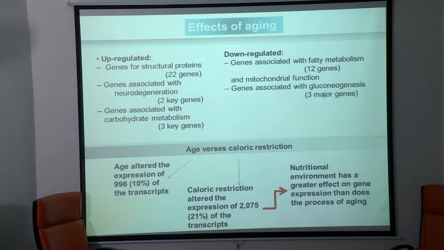Studies have indicated that as we age, the transcriptome has shown that the genes for structural proteins, for neurodegeneration, for carbohydrate metabolism, they show an upregulation, whereas fatty acid metabolism and mitochondrial function and gluconeogenesis, they get downregulated. And when age versus calorie restriction studies were conducted, they saw that age altered the expression of 996 of the transcripts, whereas calorie restriction altered the expression of 21%, 11% more of the transcripts, 2000.